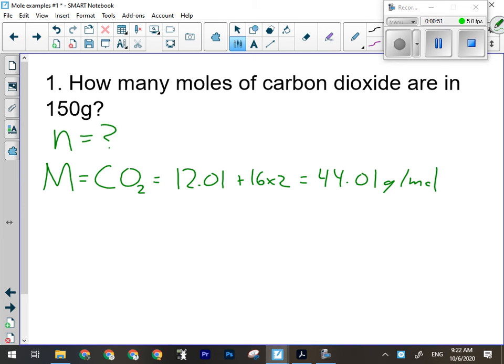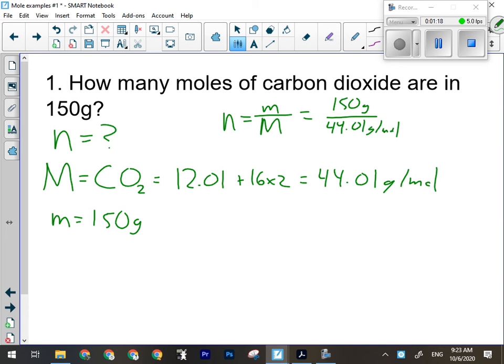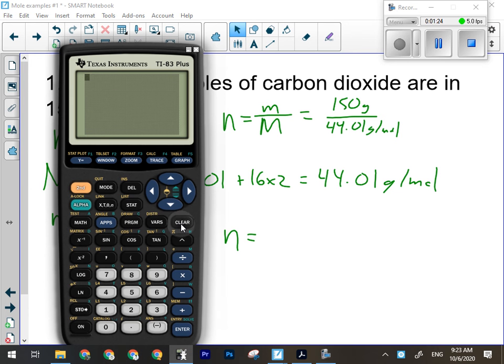So I'm looking for N. The other thing they give me is the mass, 150 grams. The mole equation says that N equals little m, mass, over big M, molar mass. Well, I have those two, so I can just plug them into the formula. It's solving for moles, which is what I'm looking for. So 150 grams divided by 44.01 grams per mole, and that will give us our number of moles. We're looking at 3.41 moles.